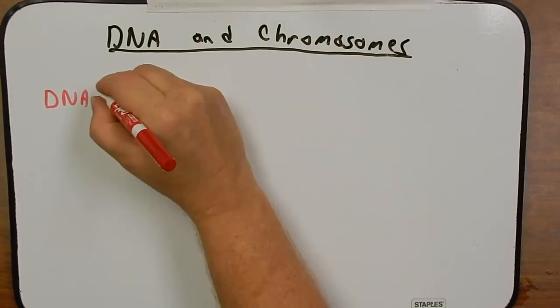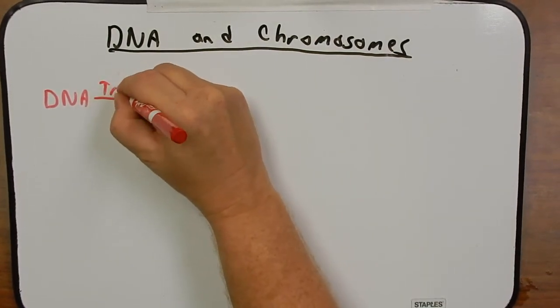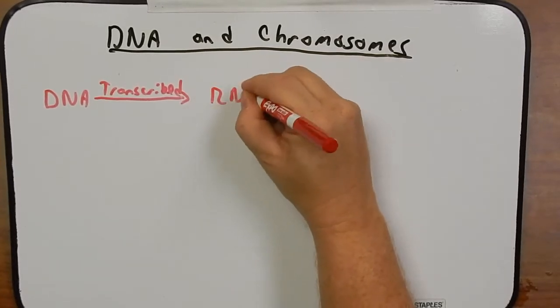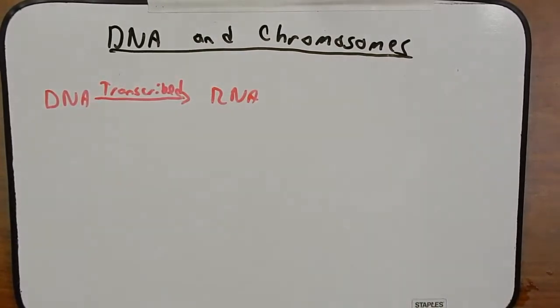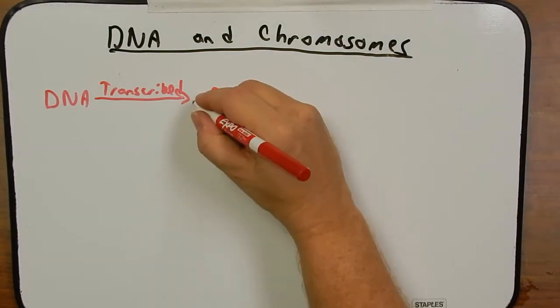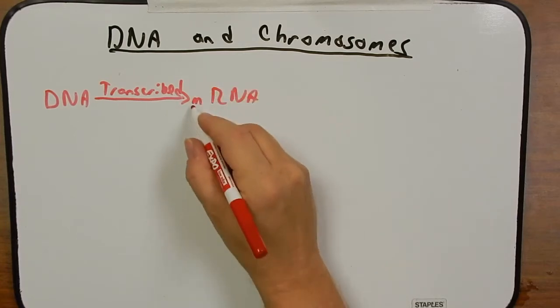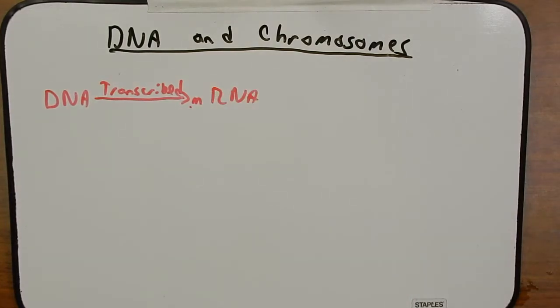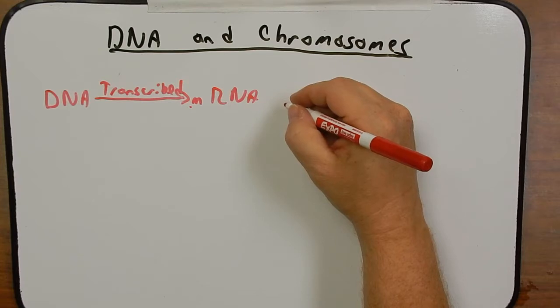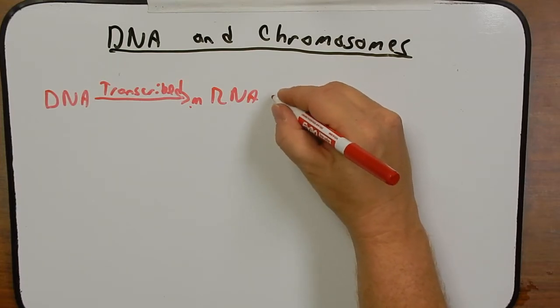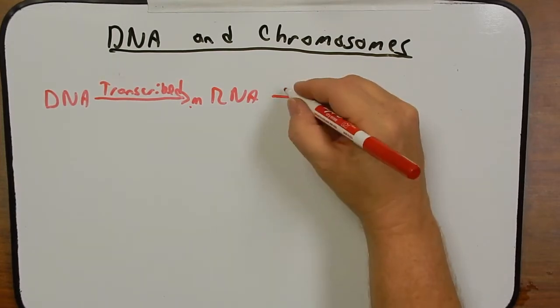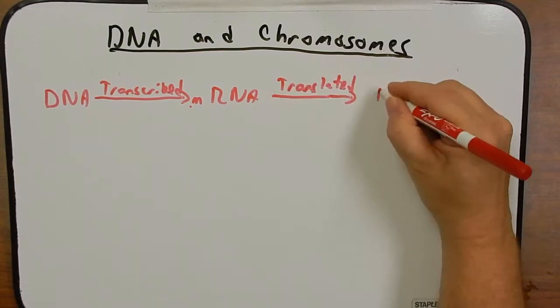So DNA is transcribed into RNA. It can be transcribed into messenger RNA, tRNA, ribosomal RNA, microRNA, a whole litany of RNA molecules. When we talk about this process, we often refer to messenger RNA, but it's important to remember that transcription occurs to make all the types of RNA. That messenger RNA is then translated into protein.